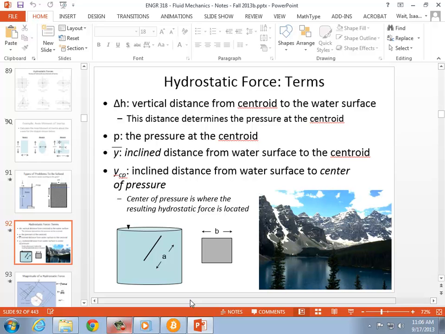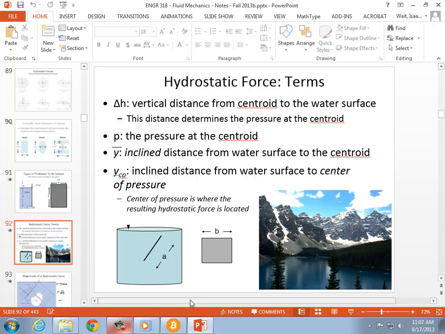The reason it's important is that when we calculate the magnitude of the force, it's related to delta H. That's how we're going to calculate the magnitude of a hydrostatic force. Now, in this case, you can see that the plate is at an angle. Y bar, the inclined distance from the water surface to the centroid, goes along that inclined angle up to the water surface. And so this is Y bar.